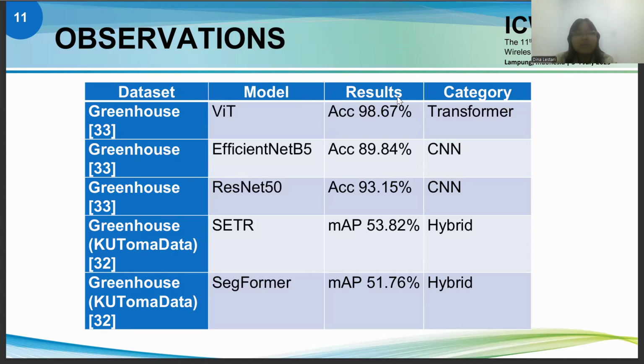Here are some comparative results from studies included in the review. For example, ViT achieved 98.67% accuracy in a greenhouse environment, outperforming CNN-based models like ResNet and EfficientNet. Hybrid models such as SETR and SegFormer also perform well, though not as high in accuracy.